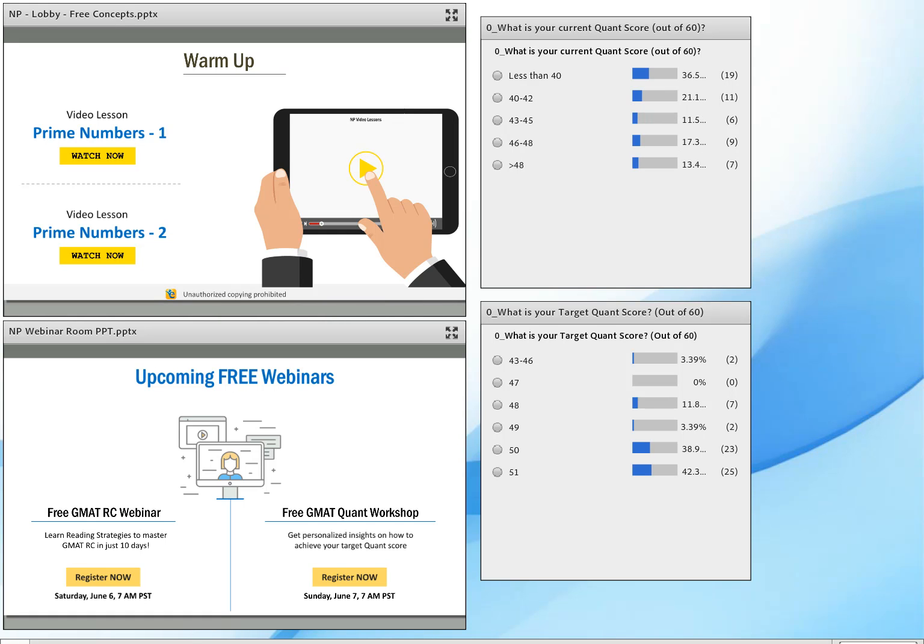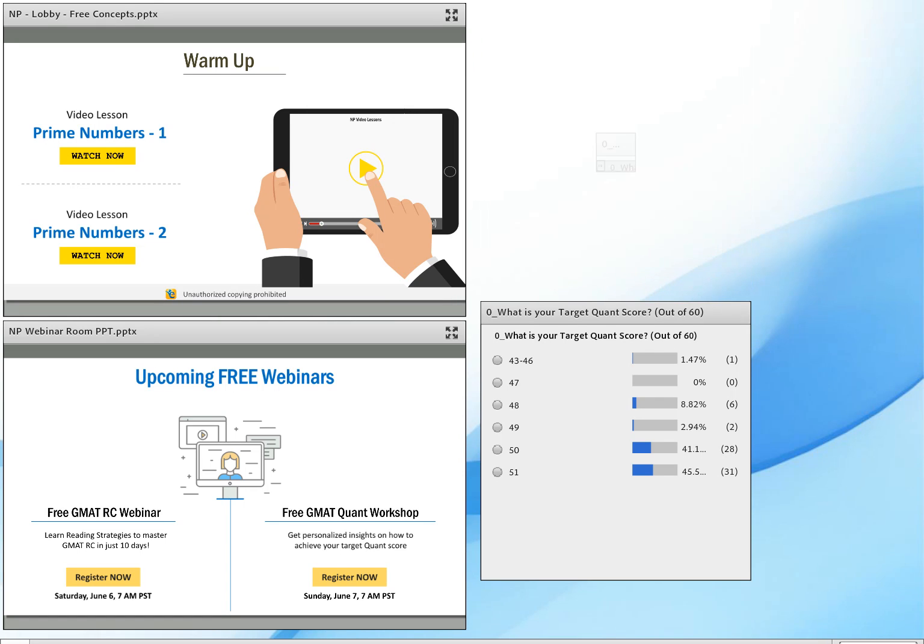And on the target, what you really see is about 80% of the class is either at a 50 or a 51. On the current, the biggest group is those who are currently at a score of lower than 40. Okay, so many of you need to improve your quant ability by quite a margin. So let's see how we can help you get there.